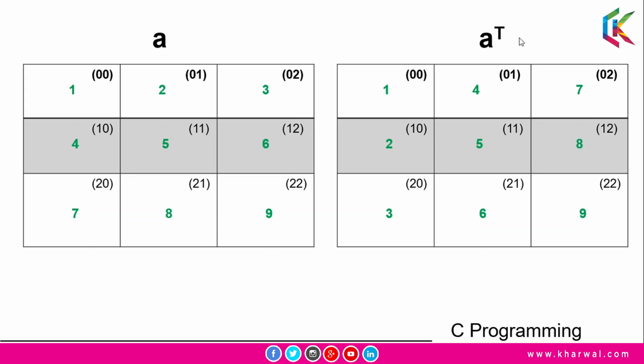So this is the transpose of matrix A, because here it is the row and now in this matrix it is the column. It is the row and here it is the column. Here it is the row and it is the column.